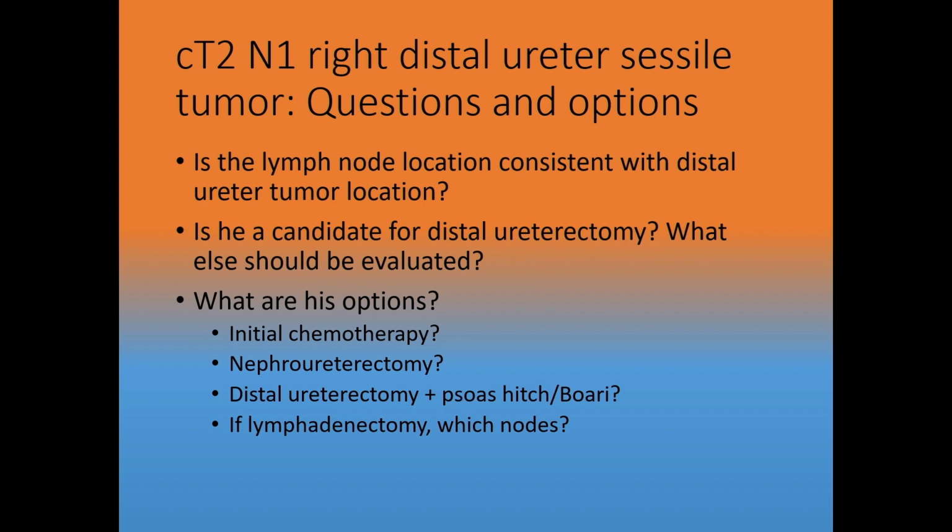So we talked about the first bullet. Is he a candidate for distal ureterectomy, and what should be evaluated? I'll show you that next. But I'm going to ask my colleagues here, what are the options? I think this guy needs everything. We definitely would lean towards upfront neoadjuvant cisplatin-based chemotherapy. I can't remember what his GFR was.